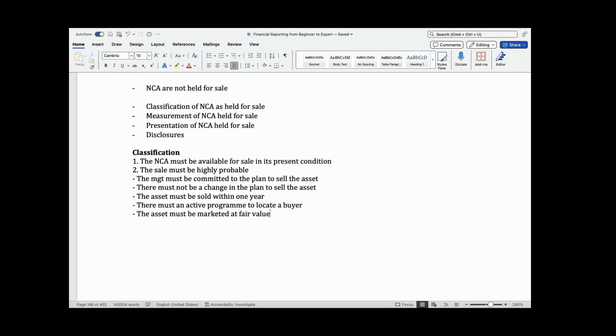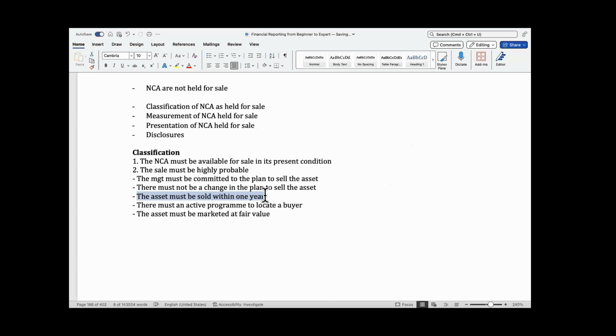Now, typically you find out that there might be scenarios where you're unable to sell the asset within 1 year. What then happens? Naturally, you should reclassify the asset back to its non-current assets position. You should reclassify it back, because since you can't sell it within 1 year.